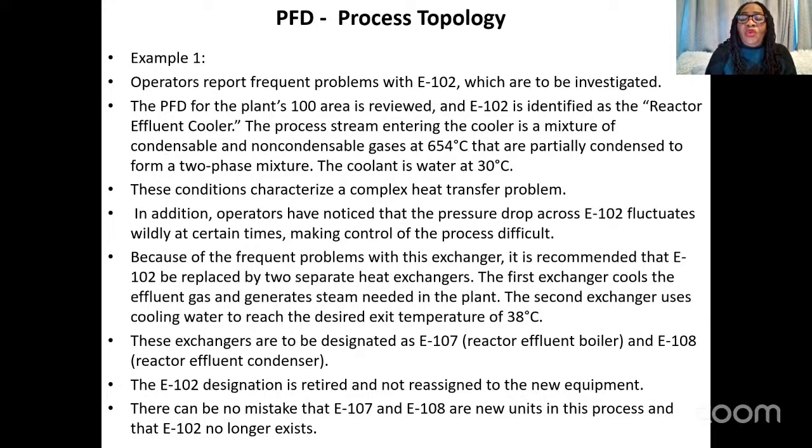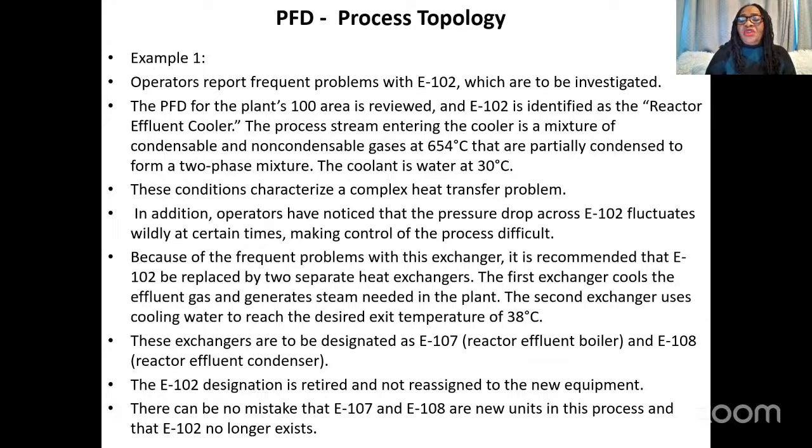This is just telling you what is happening in the reactor effluent unit, how it works. So the coolant is water at 30 degrees centigrade. These conditions characterize a complex heat transfer problem. In addition, operators have now noticed that pressure drops across E102, and it's not supposed to be like that.